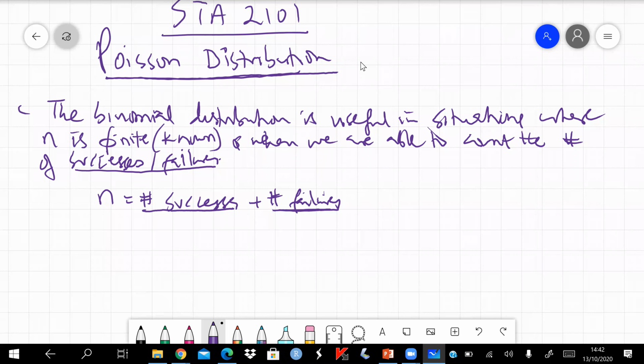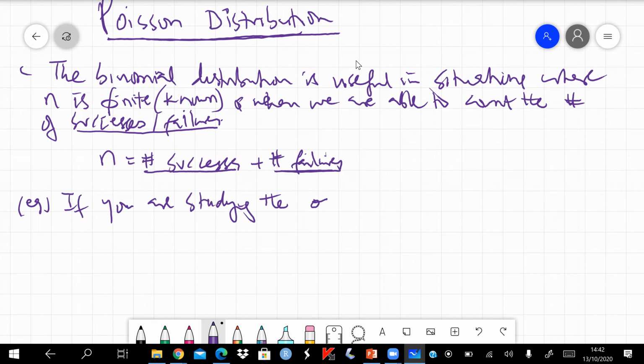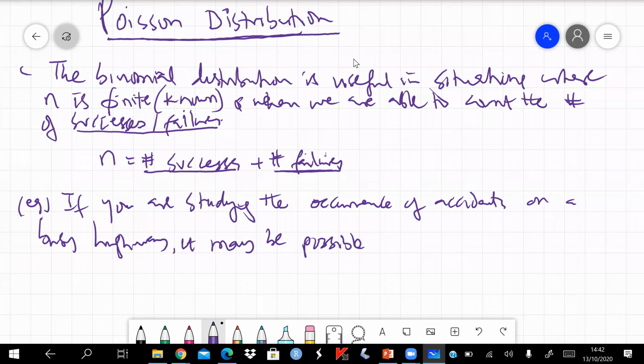In such cases, you may not be able to use the binomial distribution. Let's give an example, for instance, if you are studying the occurrence of accidents on a busy highway, it is possible to count the number of accidents that occur in a day.